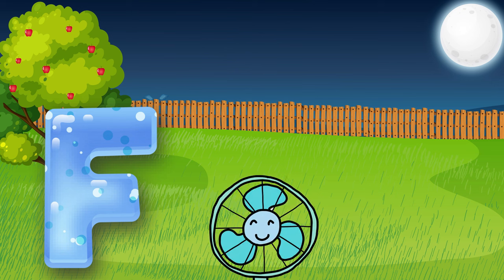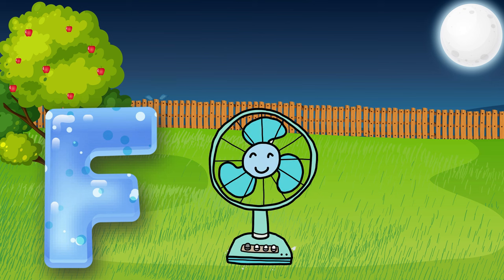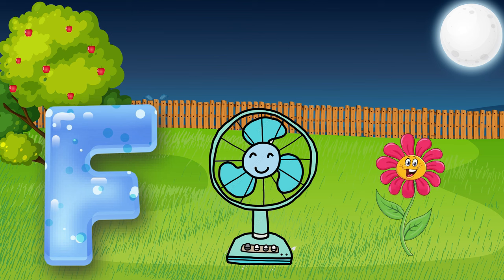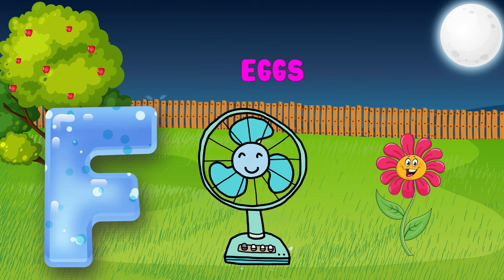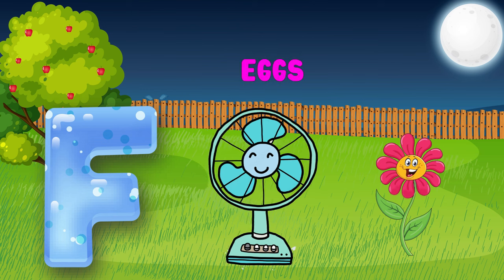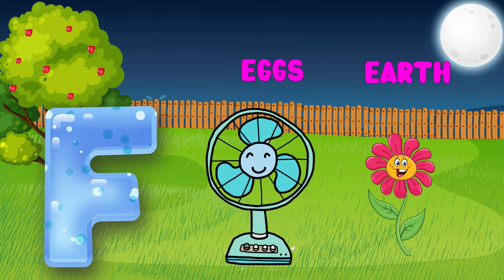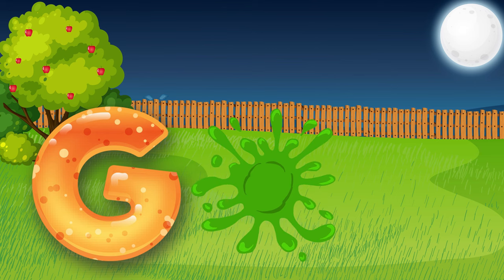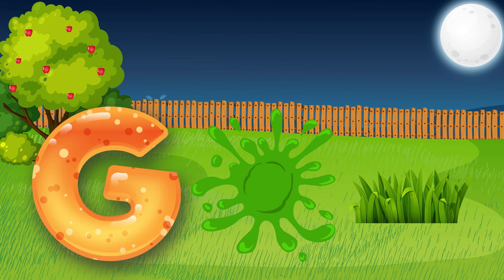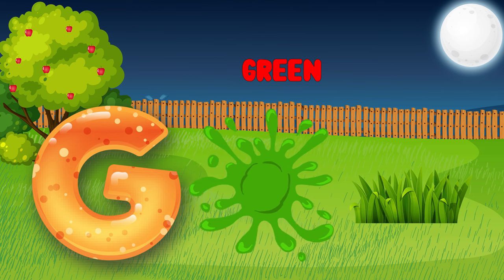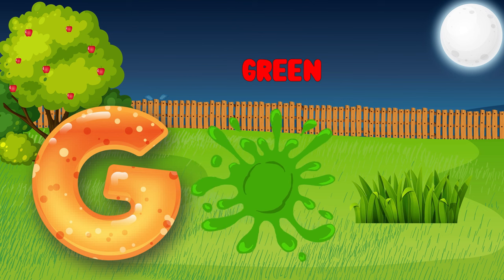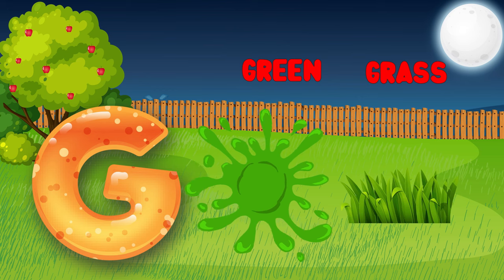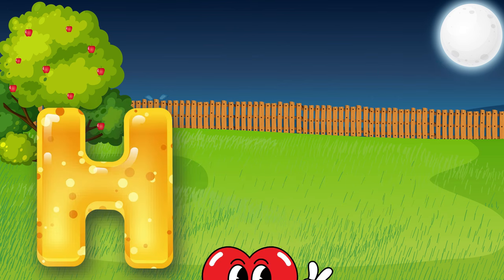F is for fan. F, f, fan. F is for flower. F, f, flower. F is for f, f, f, f, fan. F is for f, f, f, f, flower. G is for green. G, g, green. G is for grass. G, g, grass. G is for g, g, g, g, green. G is for g, g, g, g, grass.